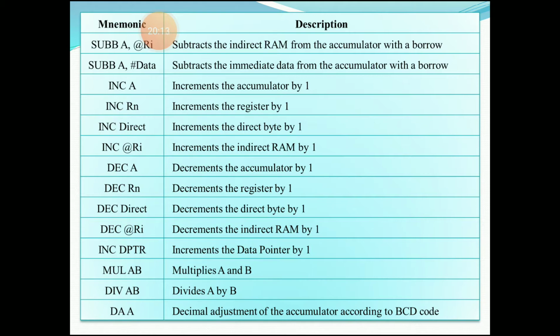Next, the DA instruction is used to perform the BCD operation. This instruction is used after the add instruction. This instruction converts the result in the accumulator into a valid BCD number.